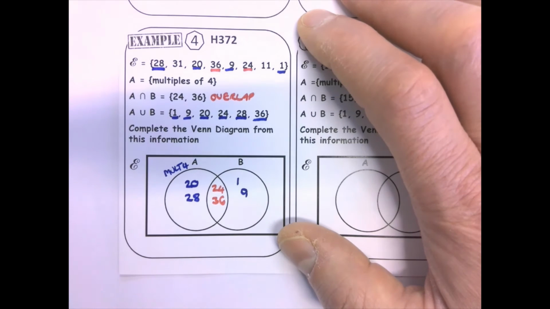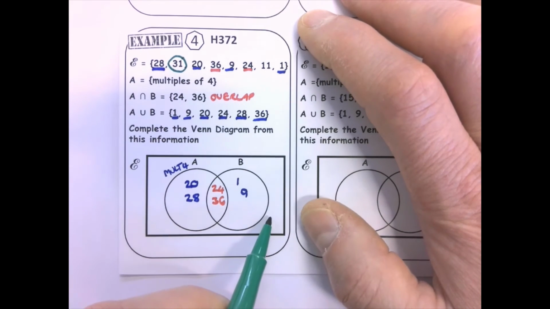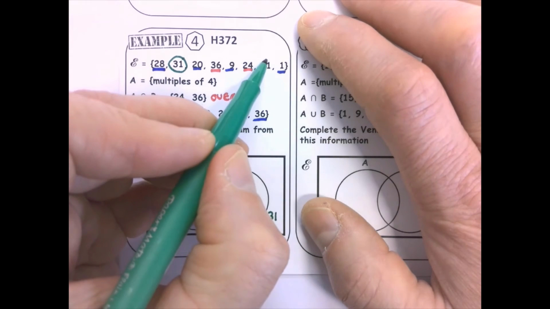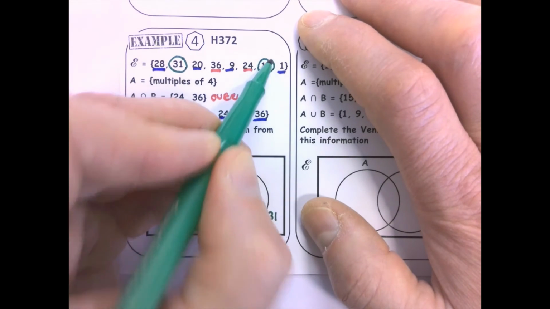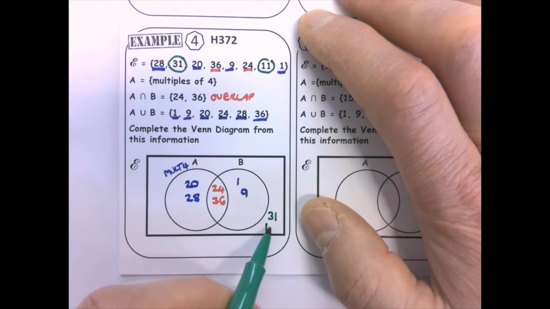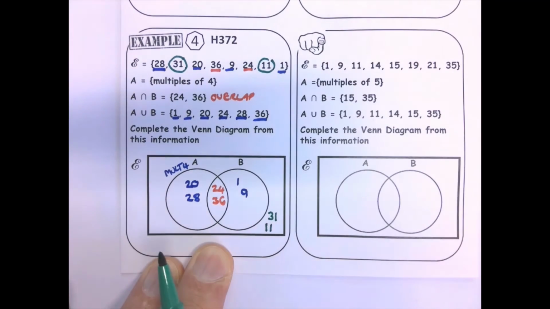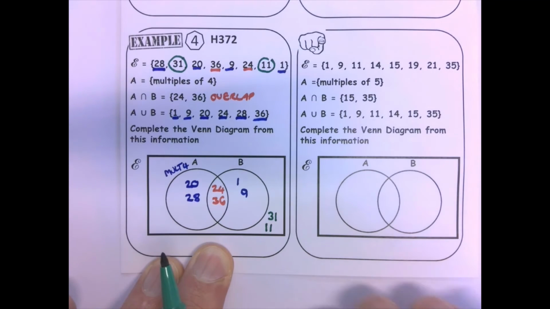Okay, so then the issue becomes I've got some more numbers that we haven't accounted for yet. So 31 is in the problem somewhere, so it must be down there. And 11 is in the problem somewhere, but we haven't accounted for it anywhere, so it must be down there. Okay, and that one's done. So you can have a go, pause the video, have a go on your own.